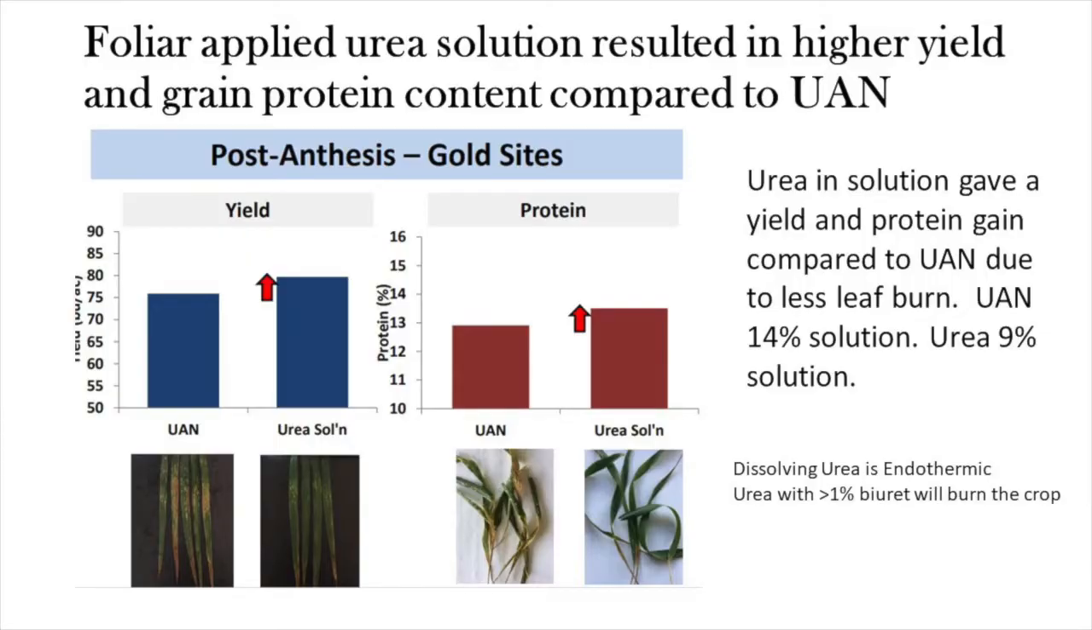But what about dissolved urea, which is often referred to as melted urea? Amy Mangan with the University of Manitoba has compared UAN and dissolved urea and has found the dissolved urea is providing greater yields and greater proteins. But she also found that the dissolved urea did produce a lot less leaf burn than the UAN. But in her comparisons, the UAN was at a 14% solution of nitrogen and the urea was at 9%. So she wasn't really comparing apples to apples.